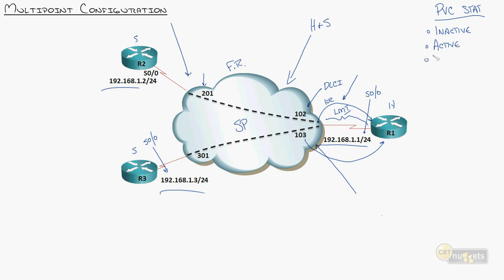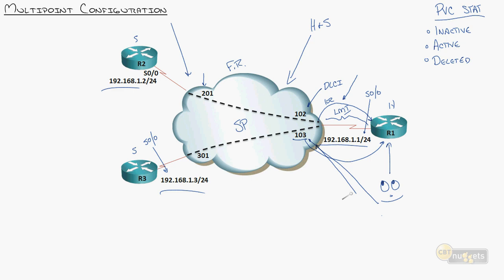The third one is status is deleted. And that means you are trying to, let's say from router 1's perspective, so we're looking on router 1, he is trying to use 103, and the service provider is like, I don't know what you're talking about, router 1. You're telling me DLCI 103. I don't know what DLCI 103 means. You must be using a deleted DLCI. Like, I have no record of that whatsoever.